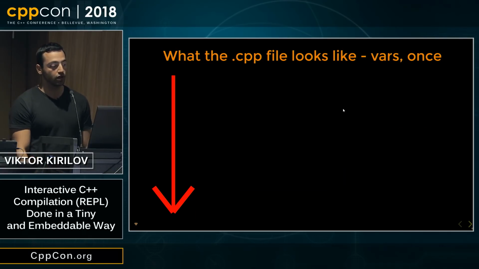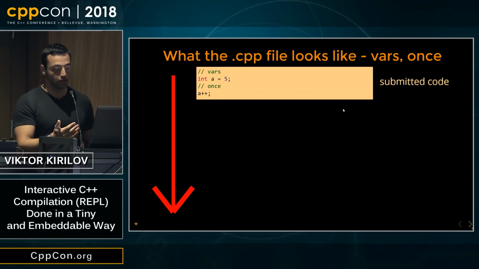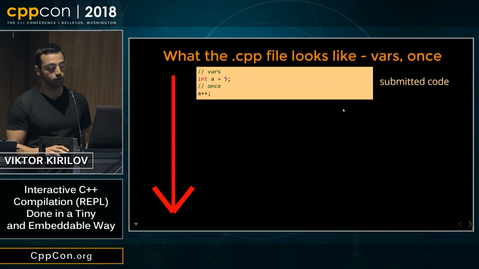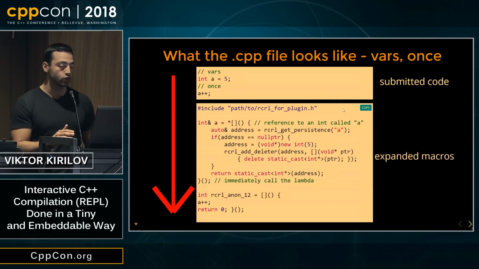When we define a variable in a var section and then we increment it, what we get after the preprocessor is something like this. We don't have an integer called a, we have a reference to an integer called a. And to it, we assign the result of the following lambda. Inside of it, we get the persistence for a variable called a. If we get the pointer which is not null, that means that that variable has already been created in a previous submission, and we just return the address, we dereference it, and we initialize the global reference.